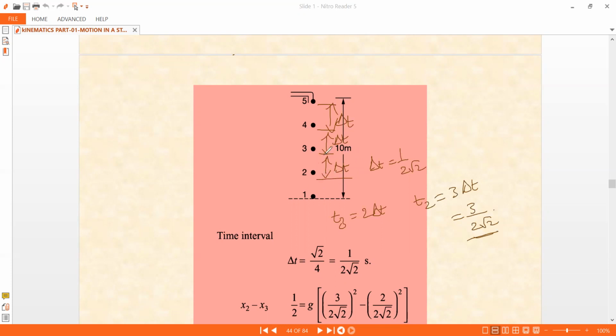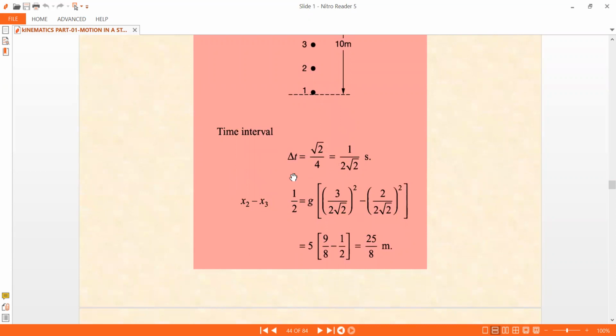what is the distance each drop has traveled? x2 is the distance the second drop has traveled. Each drop starts from rest, so u is equal to 0. One can use the equation half g t squared. For the second drop, it is half g t2 squared, where t2 is 3 times delta t, so 3 by 2√2. For the third drop, you can write half g t3 squared, where t3 is 2 times delta t, that is 2 by 2√2. These are the numbers you need to plug in.